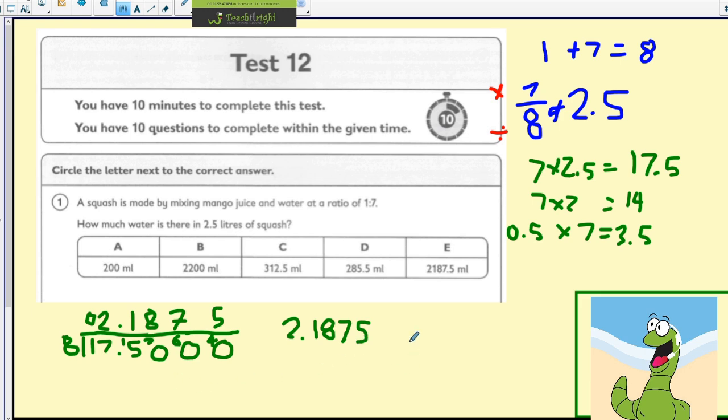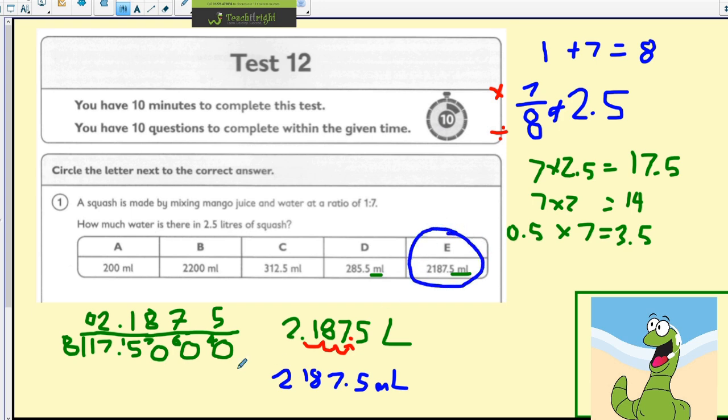2.1875. Just got to remember, of course, that that is litres of squash, but I don't want litres, I want millilitres for my answer. So a quick conversion where, if I'm timesing by 1,000, I move the decimal 3 places, 1, 2, 3. So that's where my decimal will end up. So let's write it out, 2187.5 millilitres, which should match with 2187.5 millilitres. So the answer to the first question is E.